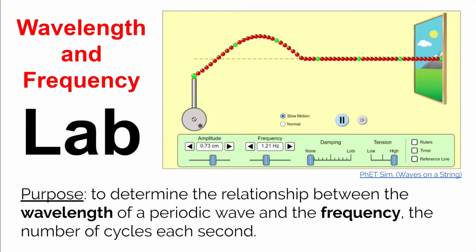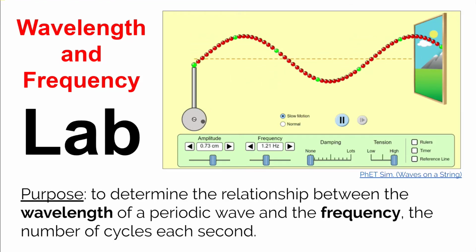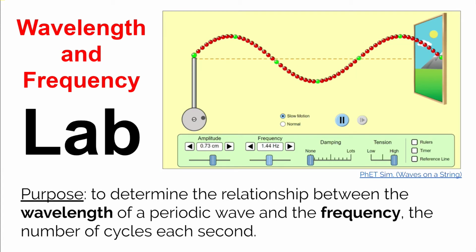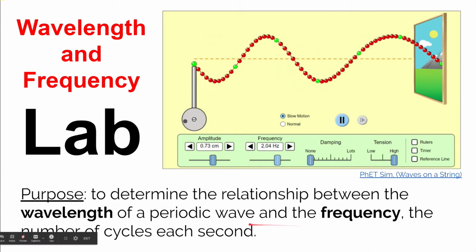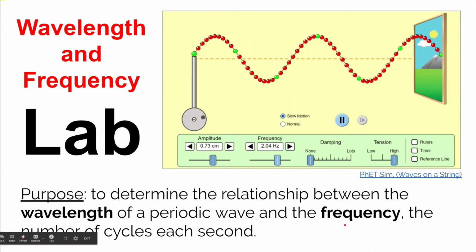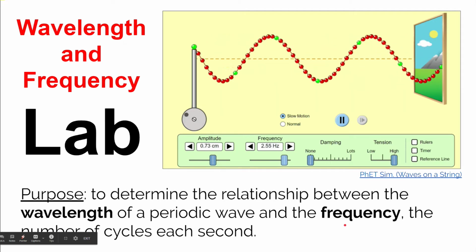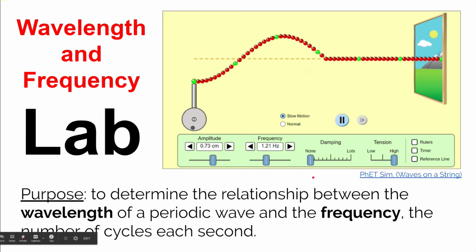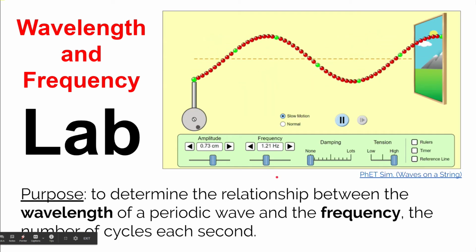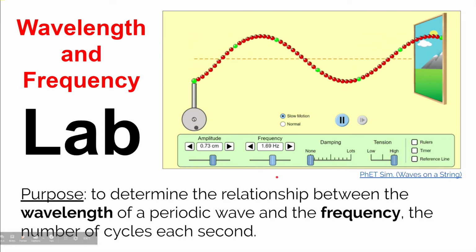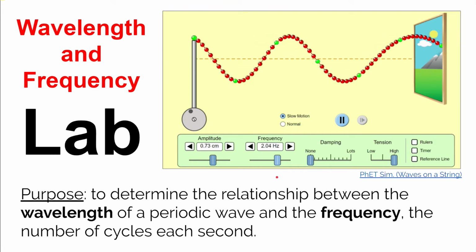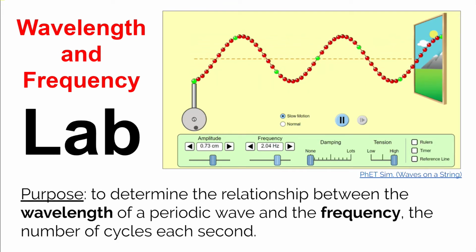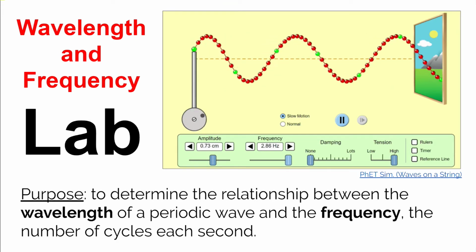In the wavelength and frequency lab that you just completed, you looked at the relationship between the wavelength of a periodic wave and the frequency, the number of cycles per second used to create that periodic wave. In the lab, you used a simulation to vary the frequency of disturbance of a string, and you measured the length of the wave, the distance from crest to crest, or the distance from trough to trough.